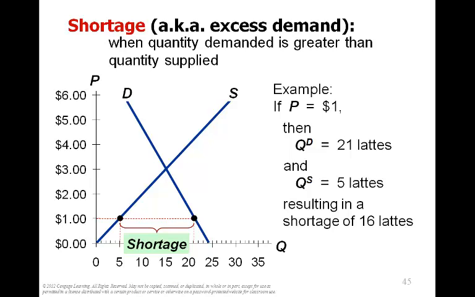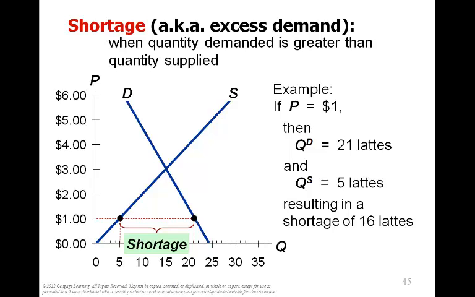Conversely, if the price were lower than the equilibrium price, then there would be a shortage of the good. At a low price, a lot of consumers would wish to purchase the product because it's cheap, but producers wouldn't be willing to make very much of it because they couldn't get very much for selling it. So, for example, if the price of lattes were $1, there would be a shortage. So producers would only make 5 lattes at that low price, but consumers would want to buy 21 of them.